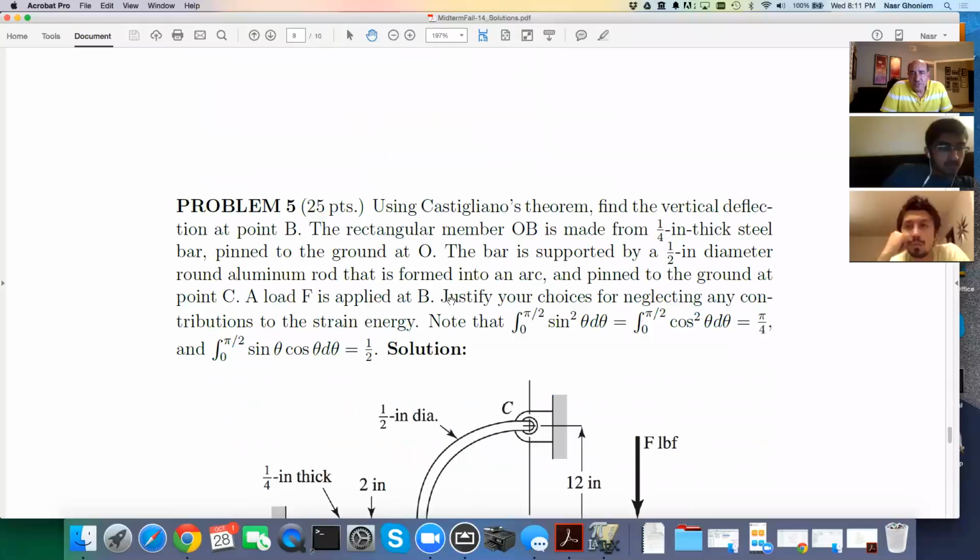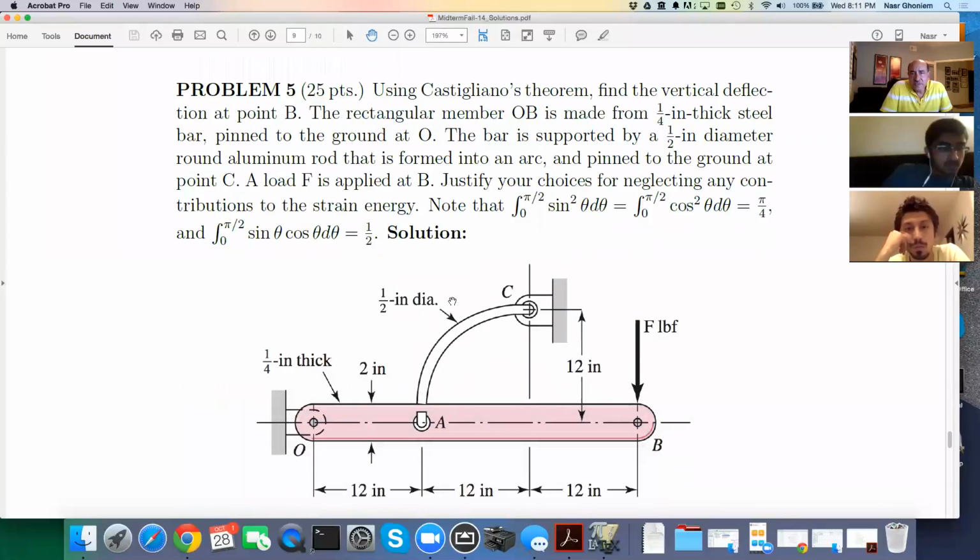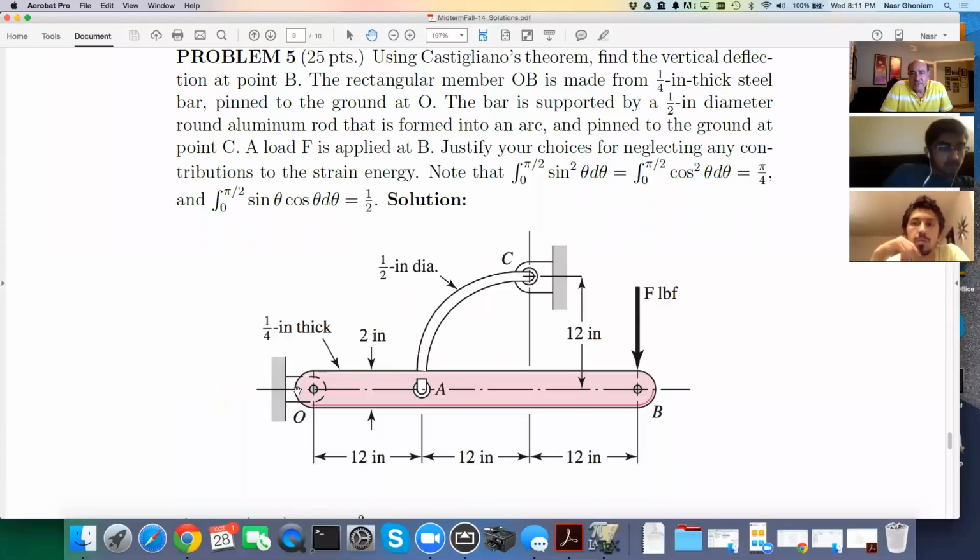Last problem that I'm going to review is a Castigliano problem. Here we have a link, and the link has a simple support here, and is supported with a quarter of a circle, another link. So it's hinged at C, hinged at A, hinged at O. So we don't have any clamp support in there. Since it is hinge here, hinge here, hinge here, we would expect that we have a totally determinate problem. But we just have to do it carefully.